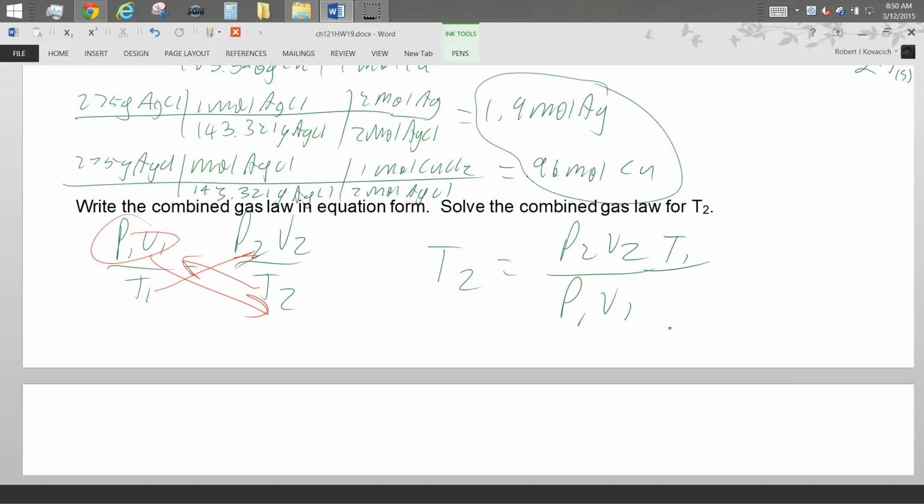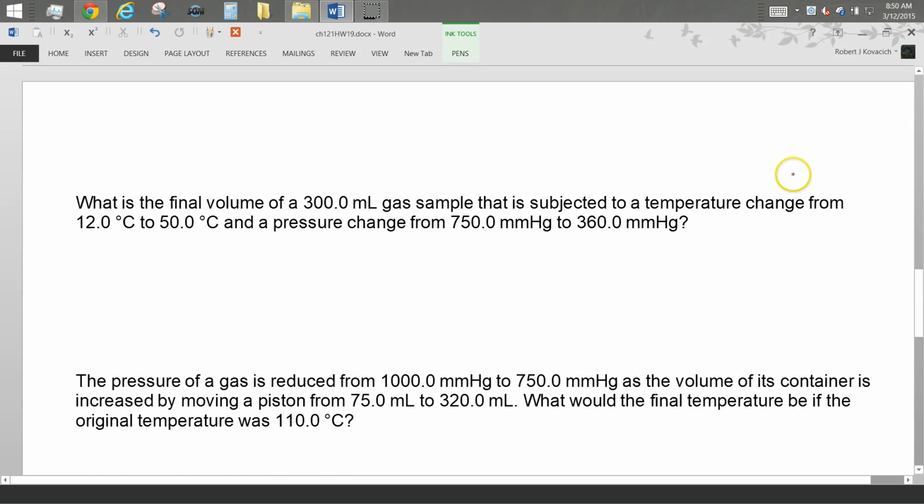Yeah, the only unit that's going to be left with it like this is the temperature unit, which is good because I'm looking for a temperature. I can't have any millimeters of mercury in an answer about my temperature. So the pressures and the volumes both cancel out, leaving me with temperature.